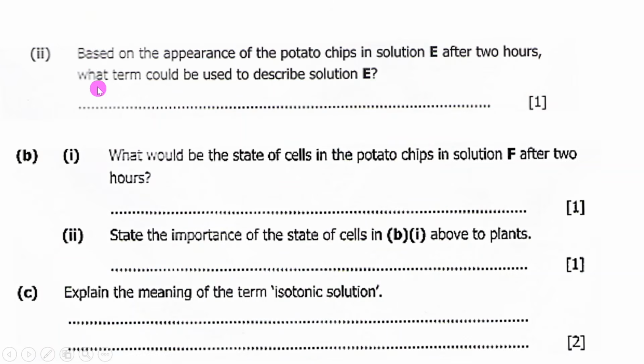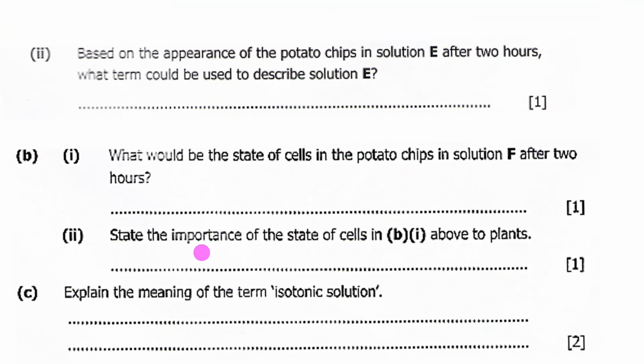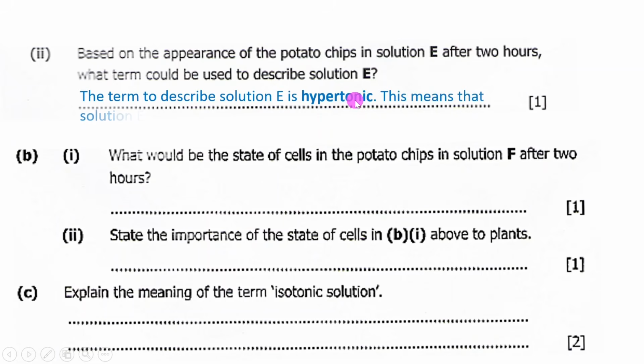So let's proceed. Then part 2 says, based on the appearance of the potato chips in solution E after 2 hours, what term could be used to describe solution E? So we need to see the term that can be used to describe solution E here. All right. So the term to describe solution E is hypertonic. This means that solution E has a higher concentration of solutes than the potato cells.